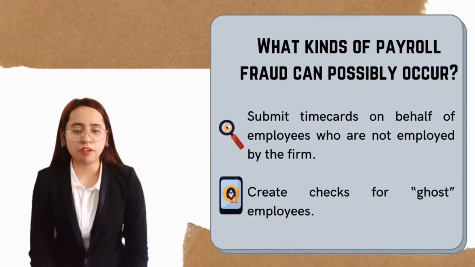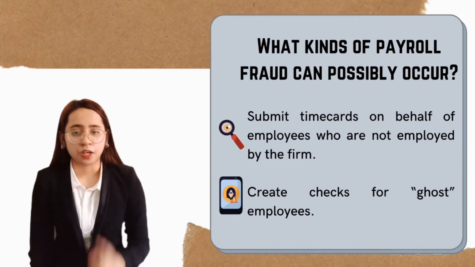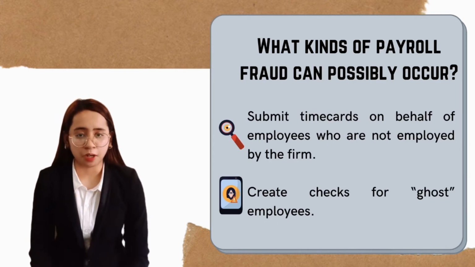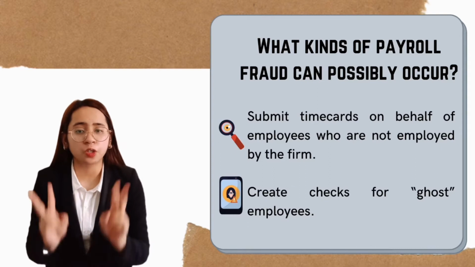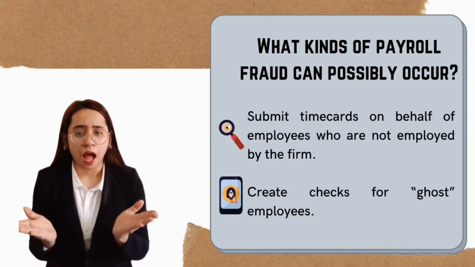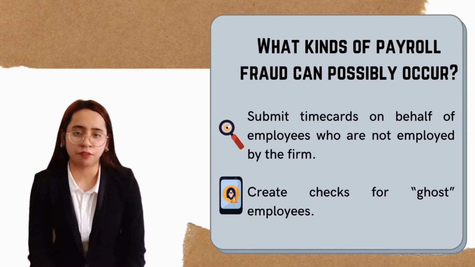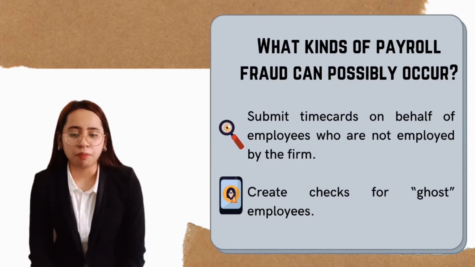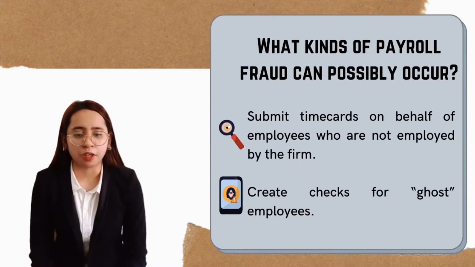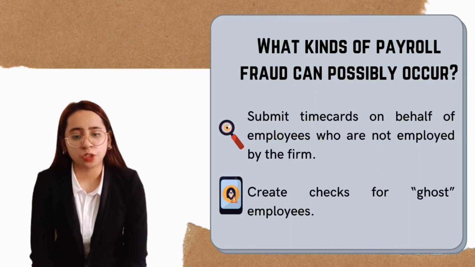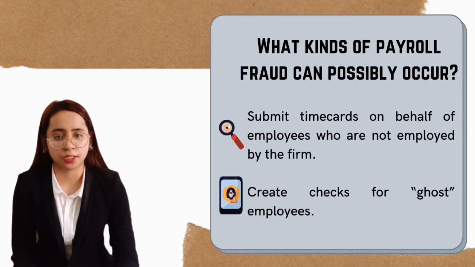What kinds of payroll fraud can possibly occur? A common form of fraud is to submit time cards on behalf of employees who are not employed by the firm. Another common fraud is to create checks for ghost employees. So, how should the organization prevent these kinds of fraud? Someone in the payroll department should be designated to compare time cards with the list of authorized employees sent from personnel. Failure to implement employee authorization procedures can result in payroll distributions to unauthorized individuals.